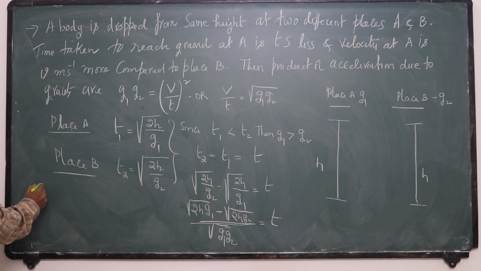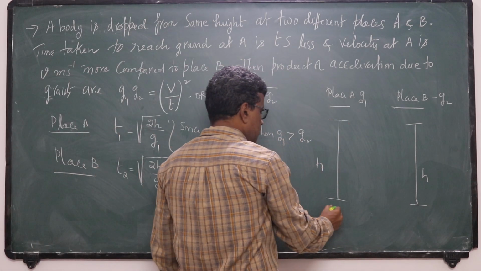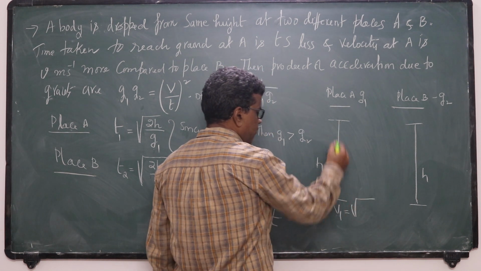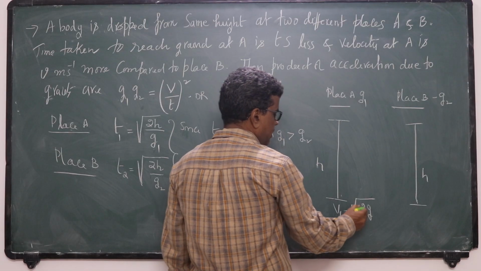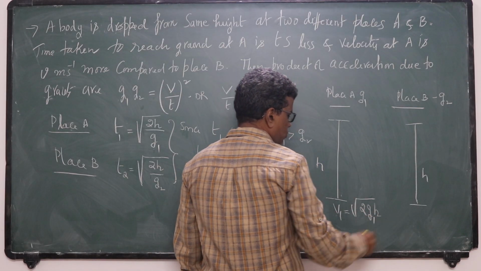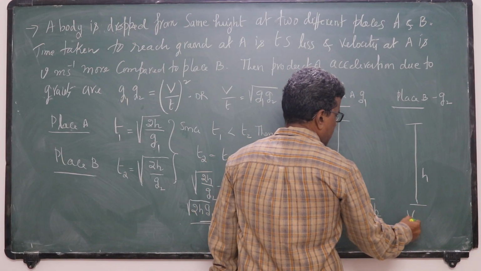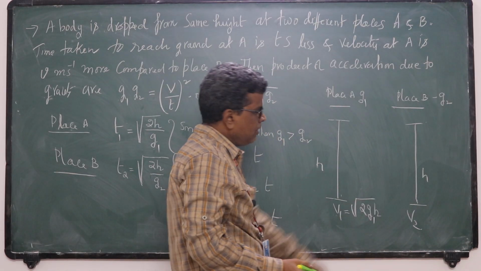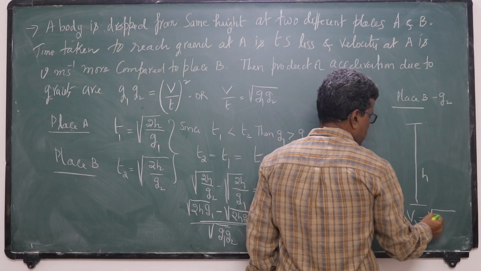the velocity at place A. With what velocity does it strike the ground? Let it be v1. If it drops from a height h, with what velocity will it strike the ground? Square root of 2g1h. At place B, if it is dropped from a height h, with what velocity will it strike the ground?